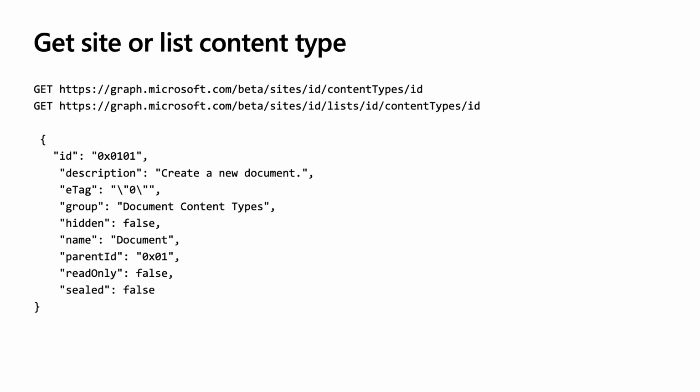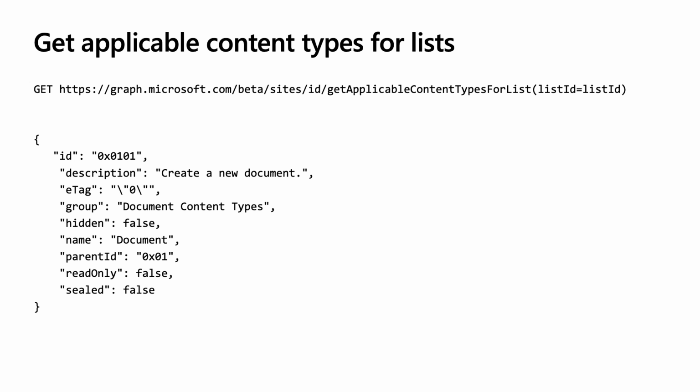The first, you can see that if you're interested in reading the site or list content type, you can reference them with the GUIDs to get the details of the content types. If you're interested in getting the allowed content types or applicable content types for a particular list, you can also get that with the get applicable content types for list API and passing the list ID as a parameter. And this is very useful when you're attempting to work with specific document libraries or lists.